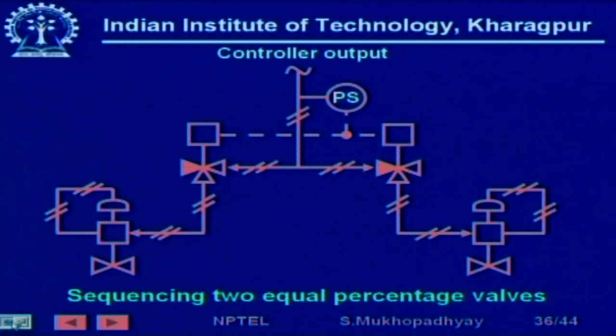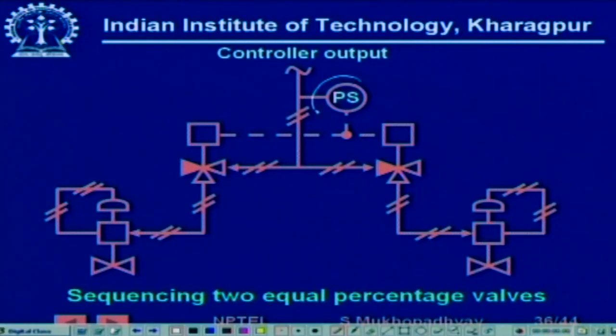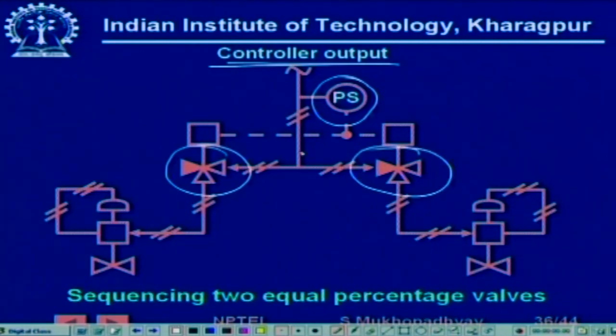Similarly, there is another valve sequencing scheme where you have a pressure sensor. This is actually the controller output going to the valve actuator. The switching, which is done by these three way valves, is based on how much controller output is being exerted to these valves. Depending on that, either this valve will be operating or it will be shut off or vented and the other will be operating.